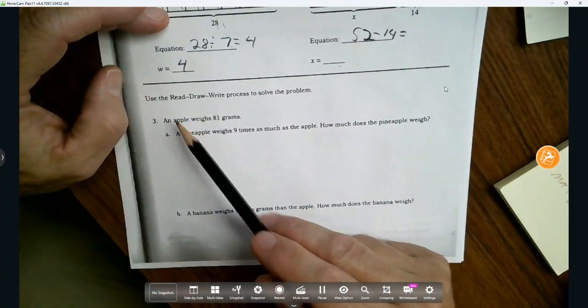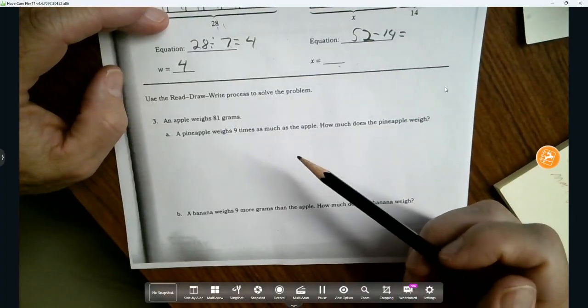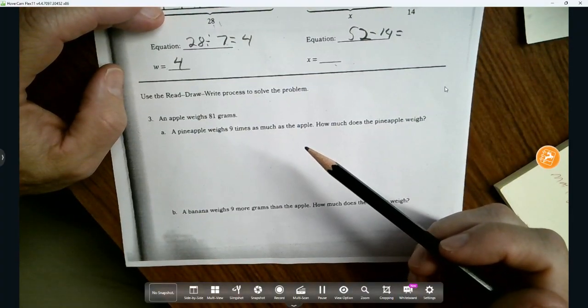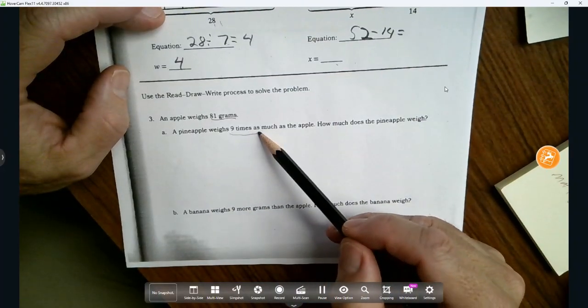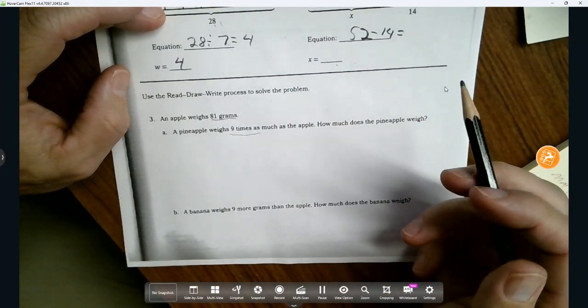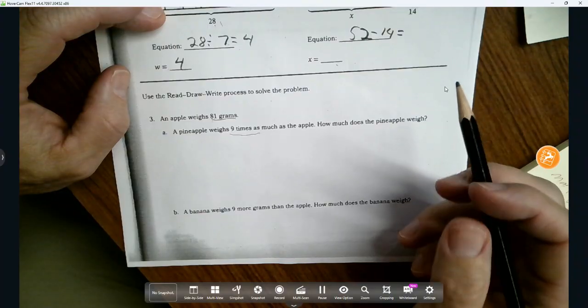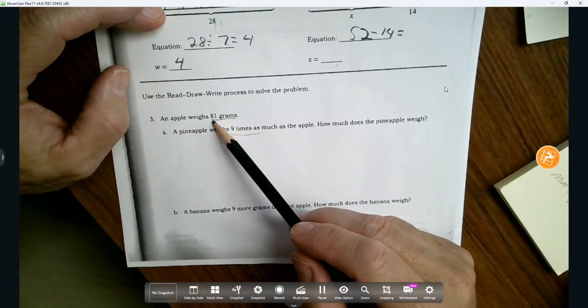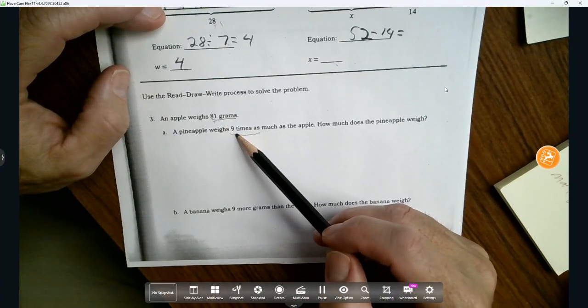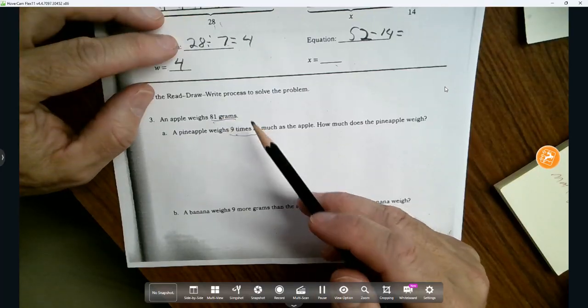Down at the bottom here, use the read, write, draw process to solve the problem. An apple weighs 81 grams. A pineapple weighs 9 times as much as the apple. So 9 times as much, so it's bigger. How much does the pineapple weigh? 81 grams, 9 times as much as the apple, right?